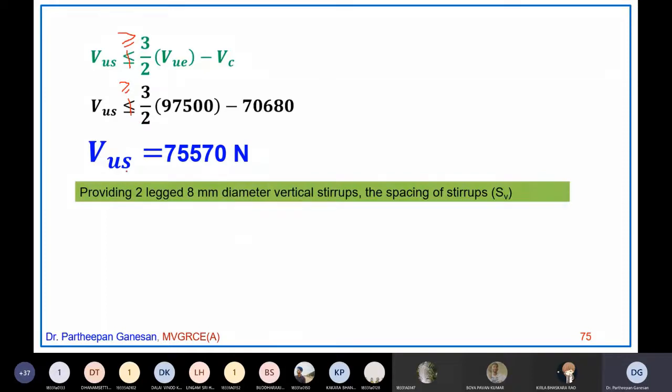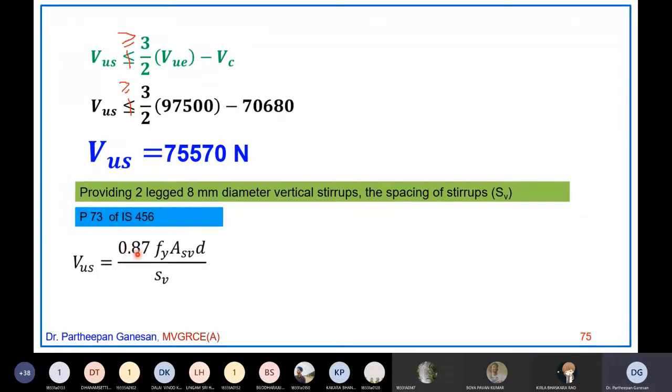So now, providing two-legged 8 mm diameter vertical stirrup. From here on everything else is the same. Remember, in shear design you only assume this: two-legged 8 mm diameter, two-legged 10 mm diameter. The design is only how much should be the spacing of the stirrups. So the spacing of the stirrups, from page number 73, for a vertical stirrup, VUS equal to 0.87 Fy ASV into D divided by SV.